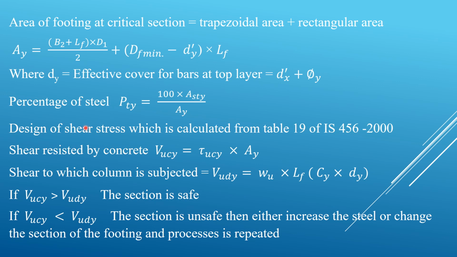Then the design shear stress is obtained from Table 19 of IS 456:2000. Shear resisted by the concrete, Vucy, is equal to tau uc into Ay. This tau uc is calculated from the IS code. Shear to which the column is subjected is Vudy, that is ultimate upward soil pressure into Lf into Cy into dy. If Vucy is greater than Vudy, then the section is safe. If Vucy is less than Vudy, the section is unsafe. Then either increase the steel or change the section of the footing, and the process is repeated.